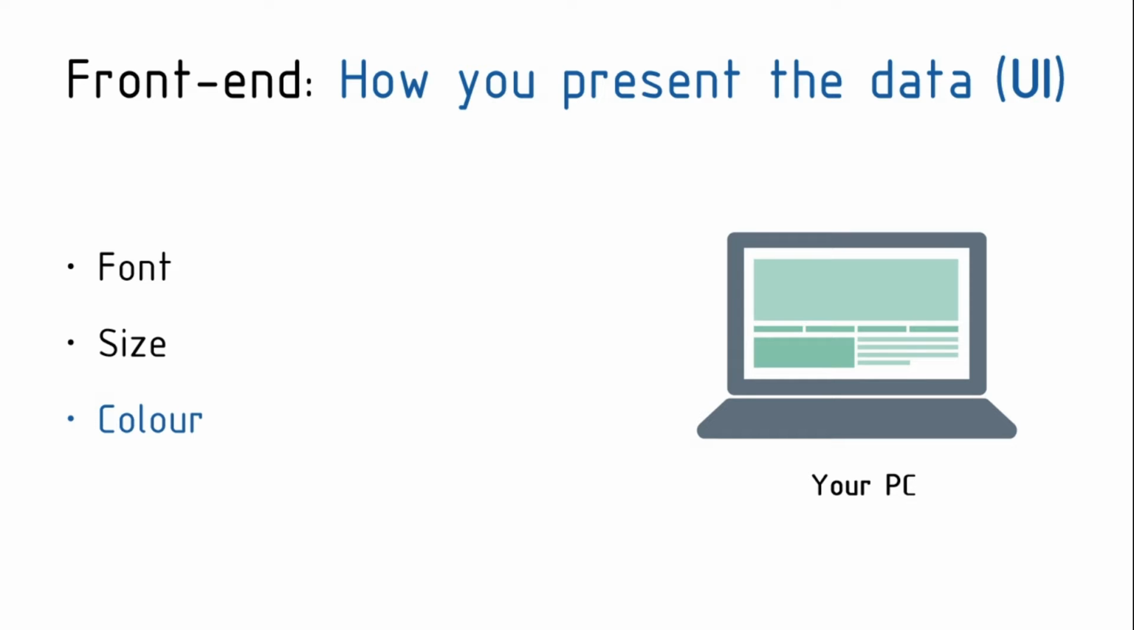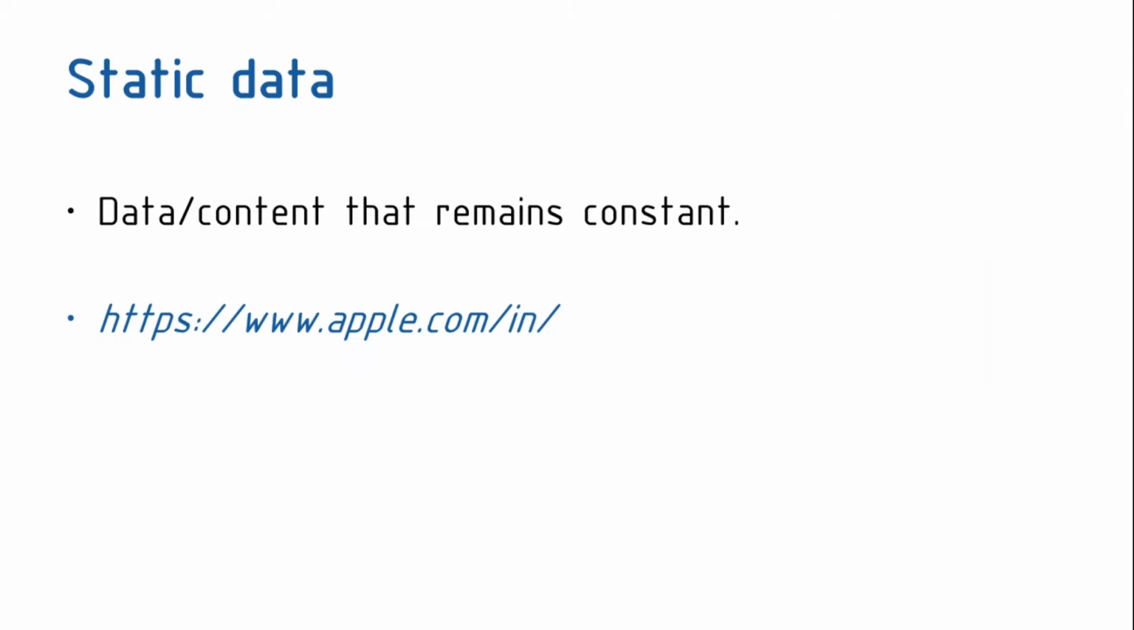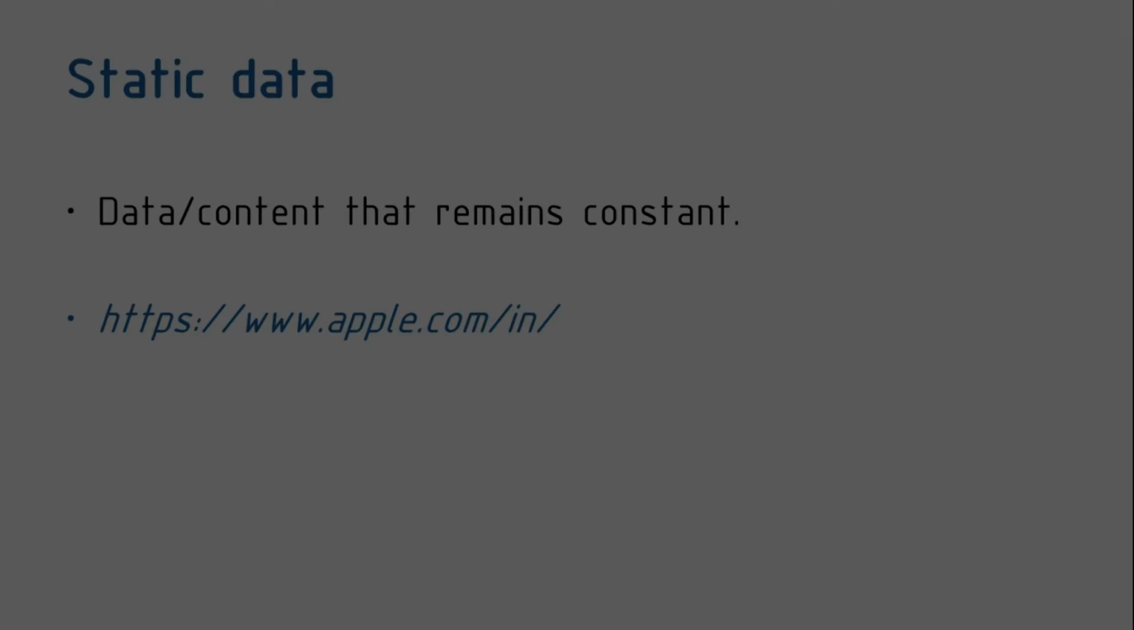Front-end is the code that controls how a website looks, or in other words, the user interface. This code is executed on the computer that the user is holding in front of them. The front end also holds content in the form of static data. Static data is content that remains the same regardless of the person who's viewing it.